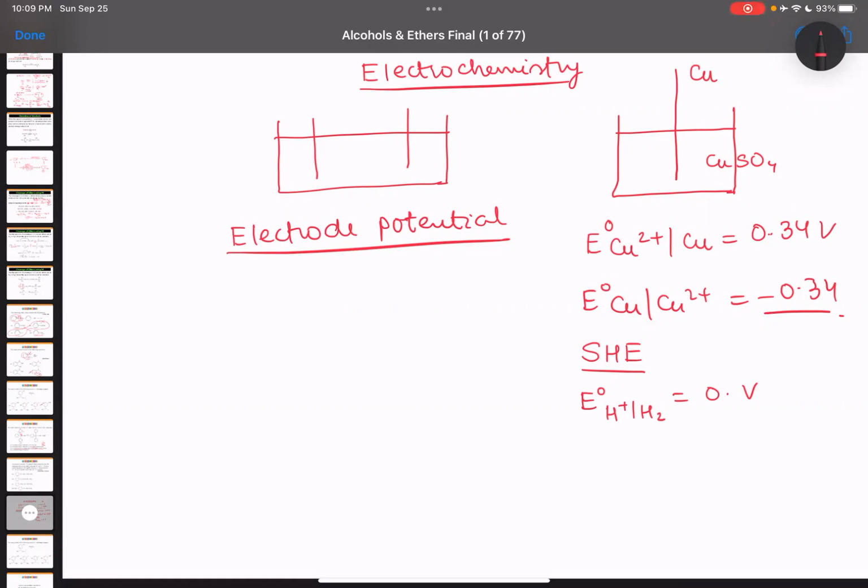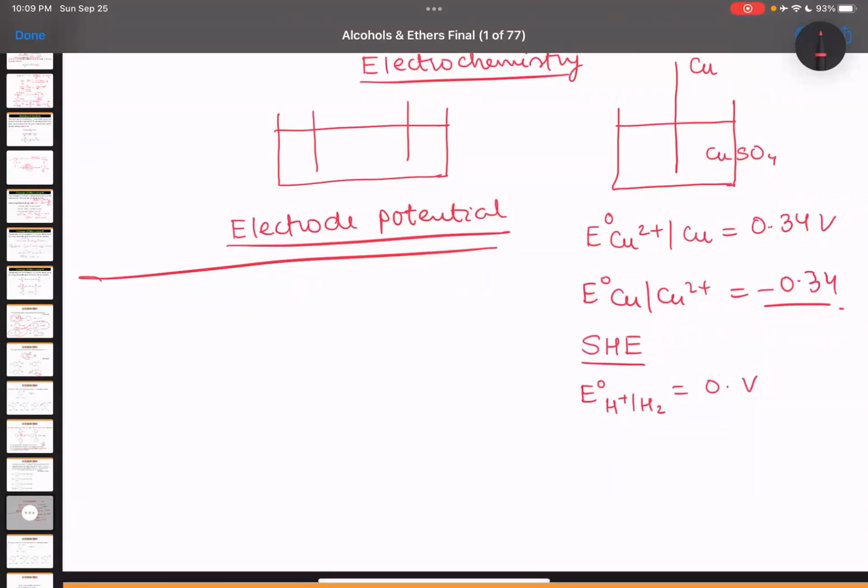So let's move to the question. I'm confused about the signs. Why is 0.34 getting a minus sign? Yeah, okay, let me make you understand.